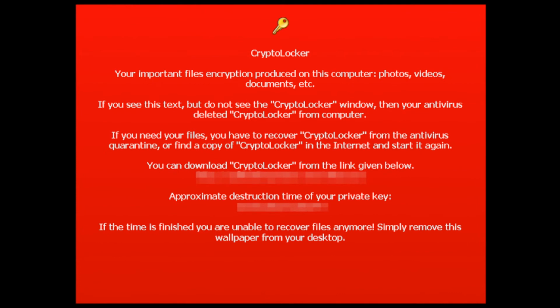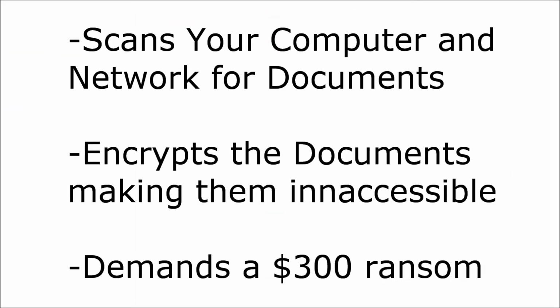Now, what does it do to your files? CryptoLocker will scan your computer and shared network drives for common document files and encrypt them, making the files completely inaccessible until you pay a ransom of approximately $300 within 4 days. Now, there is no way to decrypt your files, even if your antivirus cleans the infected computer.